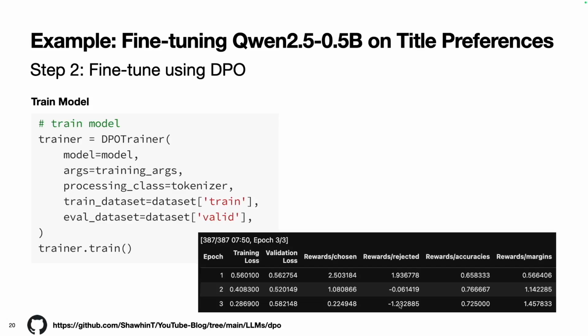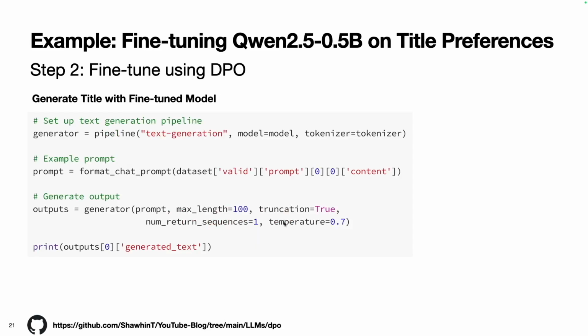All these give us a slightly different perspective on how the model is performing. So even though the reward margin keeps increasing, which is a good thing, we have the accuracy increasing and then dipping again, which kind of tracks with the validation loss. At the end of it, we'll load the checkpoint from epoch 2 and then we'll pass it through the same exact code to generate a title.